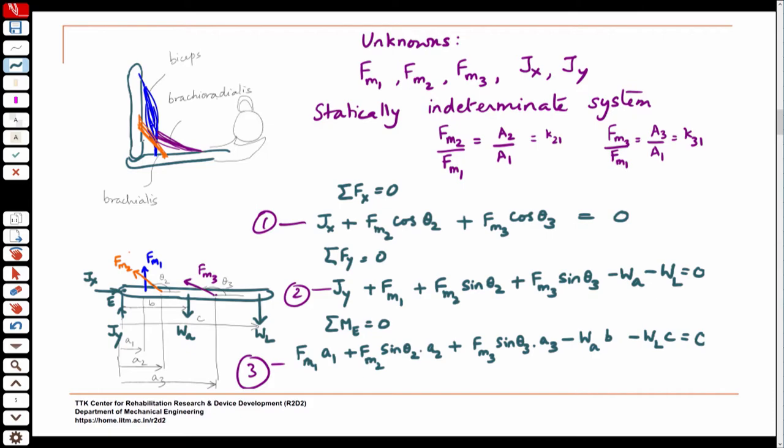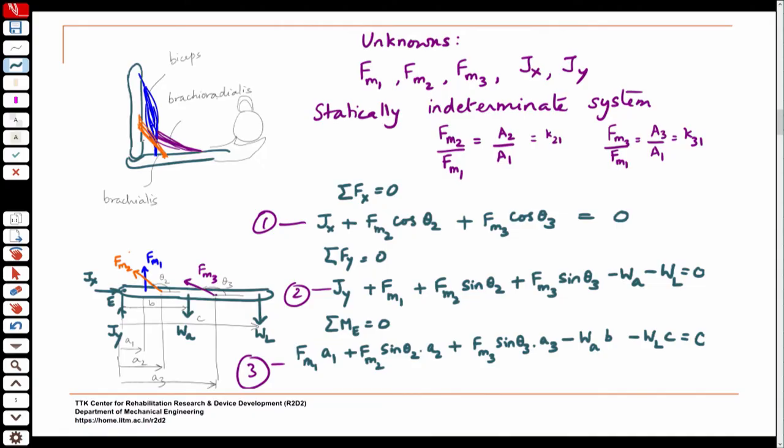So you have more unknowns than equations, and so you need to put some other conditions, relate some of the unknowns in such a way that you can solve this system. And one of the ways to do that is to assume that the muscle force produced by a muscle is proportional to its cross sectional area.